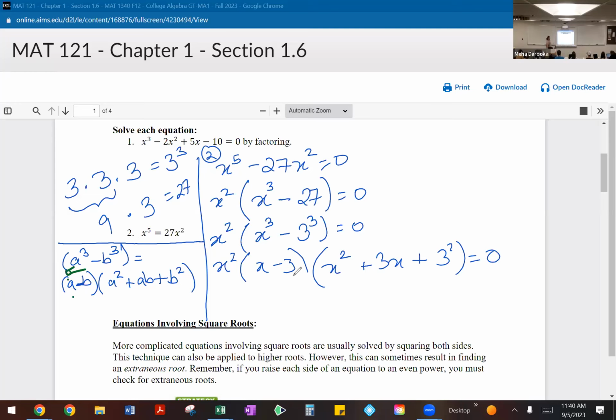And of course, you still have everything set equal to 0. I may actually need more space than I realized here. If we did x squared equal to 0, or x minus 3 equal to 0, or x squared plus 3x plus 3. What will x squared equal to 0 give us? Because this is where we would use the square root property, right? Because our x has a square on it.